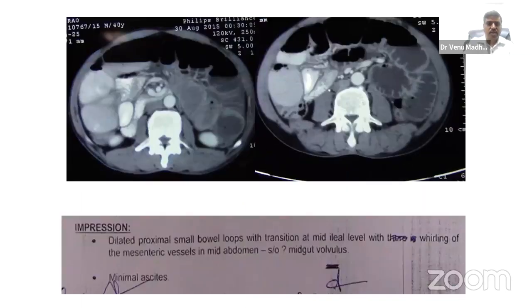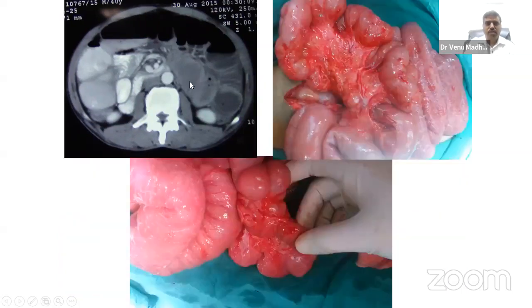So this is again a small bowel obstruction. The glaring thing here is there is a twisting of the mesentery, what we call a whirling of the mesenteric vessels in the mid abdomen. This signifies a closed loop obstruction and volvulus. In this patient, you can see clearly there's a twist around the mesentery. So this is a very important sign which signifies a closed loop obstruction and has to be operated on urgently.